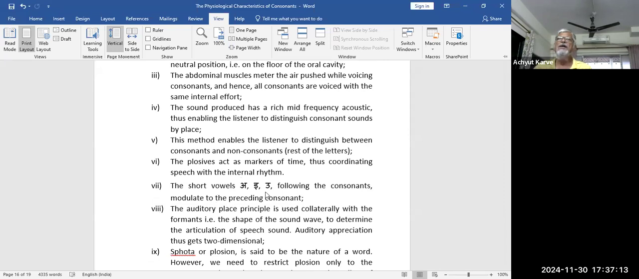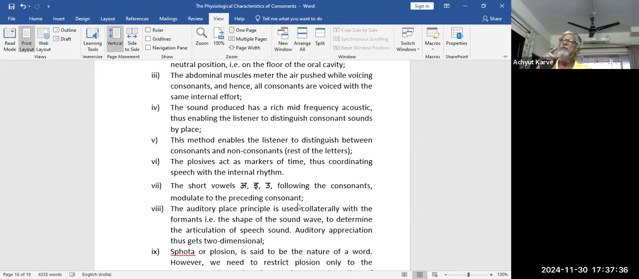The short vowels a, i, u following the consonants modulate to the preceding consonant. Now this 18 is there. The short vowels, that is the a, i, u, are 18 in number. Not all the vowels. Only the a vowels are 18 in number. So this is because this a gets modulated at each of the above places.